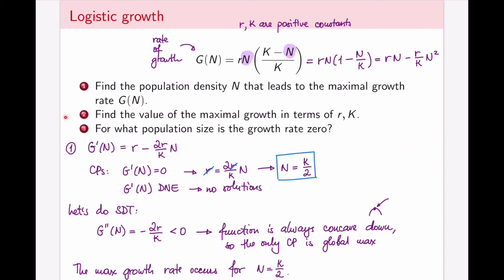Now, part 2 of the question asks to find the value of the maximal growth at that point. So now I know that my fastest growth rate occurs at k over 2. We need to find out what g is at this point. So all we're going to do is take n equals k over 2 and plug it in for n in this entire expression, and then simplify. So again, pause the video here. There's nothing here that you cannot do, and actually go through the algebra.